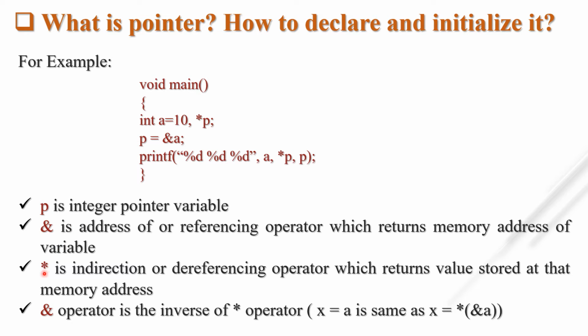Then what is this star? Star is an indirection or dereferencing operator which returns the value stored at that memory address. So whenever I am using *P, that is asterisk P, whatever the value is at this address will be printed here. That's why 10 is the answer for this pointer P. The & operator is the inverse of the star, this asterisk operator. For example, x = &A is the same as x = pointer address of A. Okay, so this is similar to this expression.